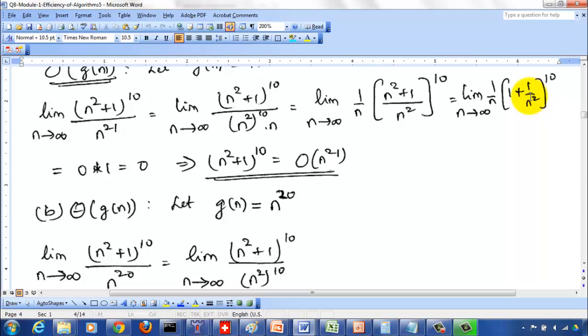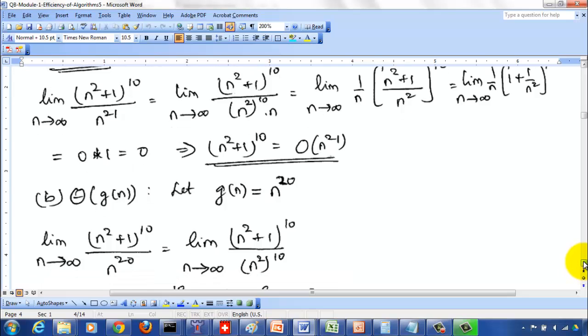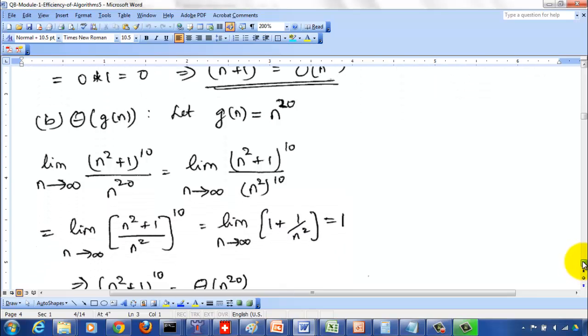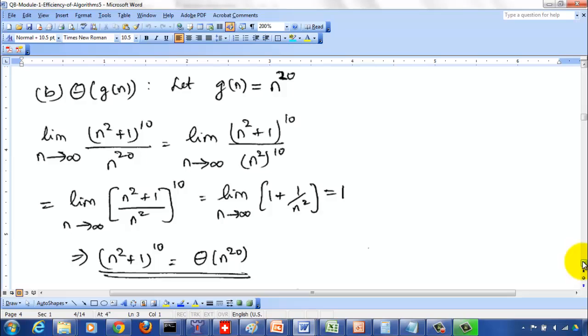Now for theta we can just choose n to the 20, because we want it to grow at the same rate. So n square and 10, so n to the 20. Then this can be written as (n square) the whole thing raised to 10. So it's (1 plus 1 over n square). Limit n tends to infinity is going to be 1 plus 0. So that's going to be 1 raised to 10, so 1.